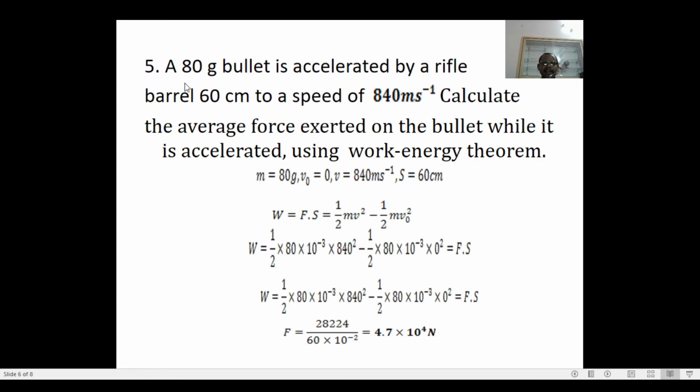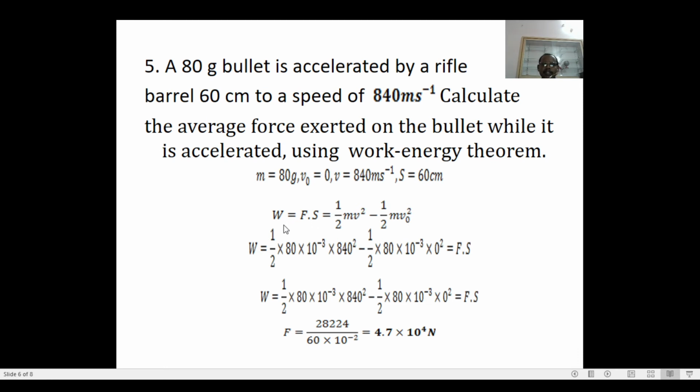Problem number 5. An 80-gram bullet is accelerated by a rifle barrel 60 cm to a speed of 840 meter per second. Calculate the average force exerted on the bullet while it is accelerated using work energy theorem. Now given mass is 80 gram, initial velocity of the bullet is 0, final velocity of the bullet is 840 meter per second, displacement of the bullet is 60 centimeter.